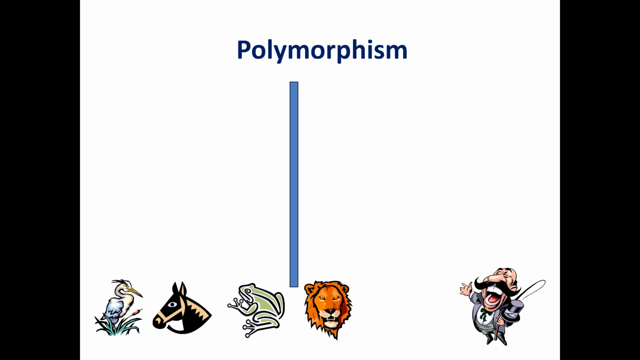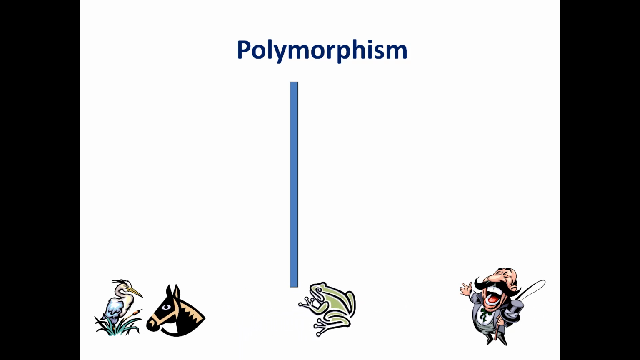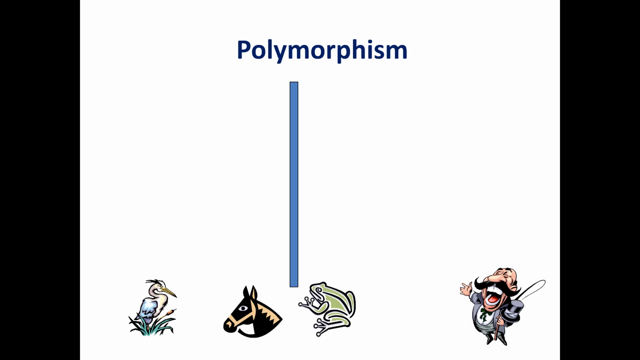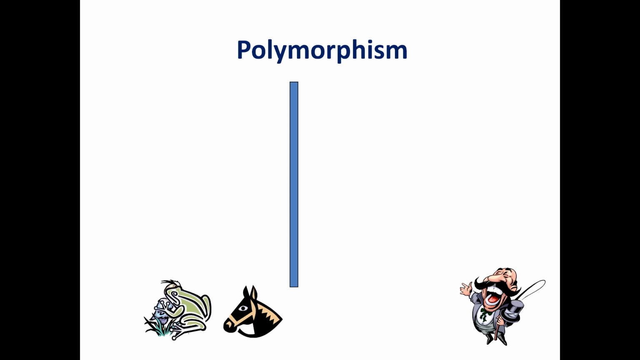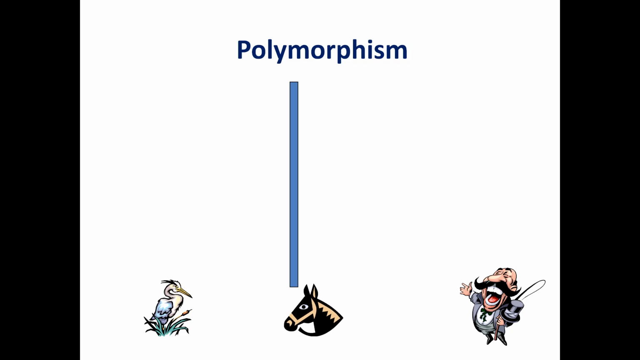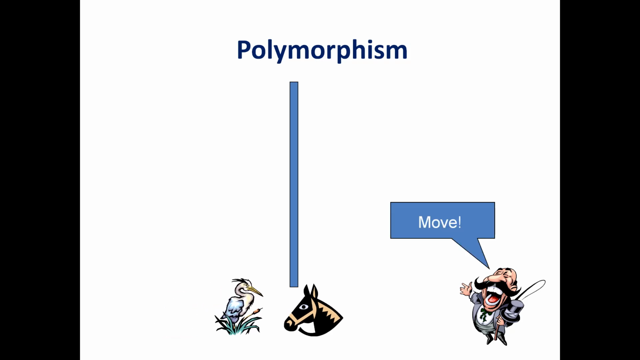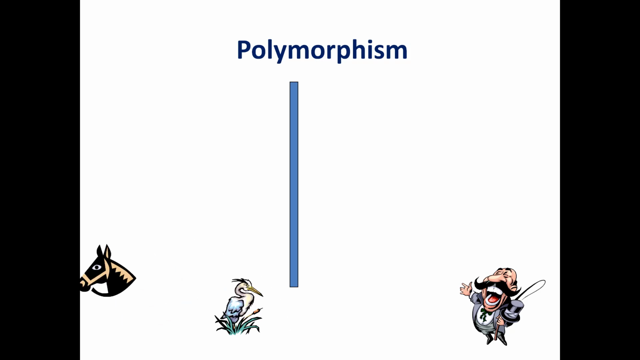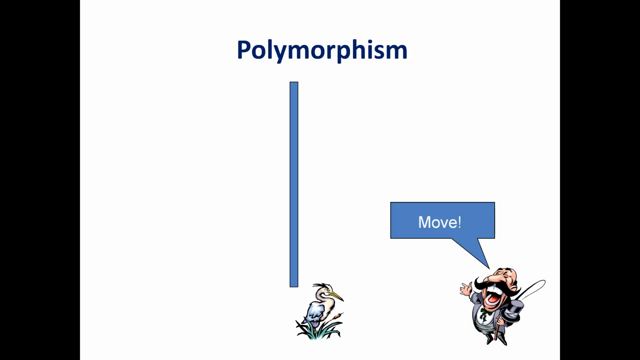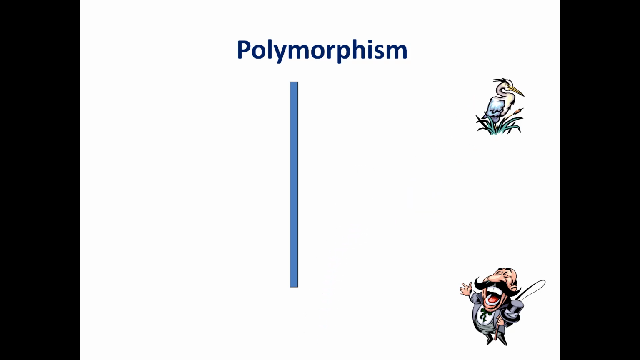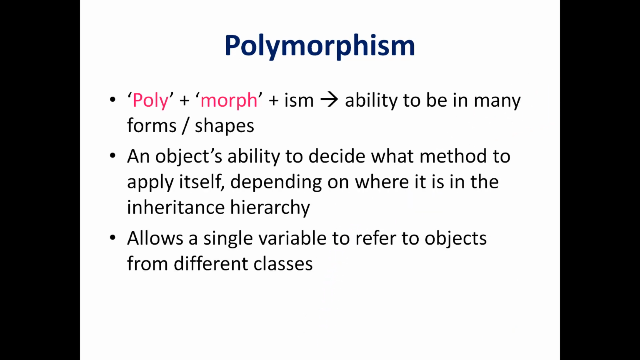Look, there are different types of animals here, from bird to frog to lion to horse, and we are talking about move. When we say move, everyone has a different type of movement. The frog jumps when you call move. When you call move for the horse, it has a different type of movement. And when you say move for the bird, it flies. So the same move has different behavior.